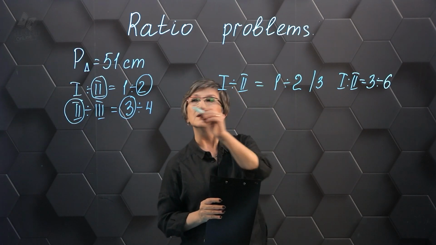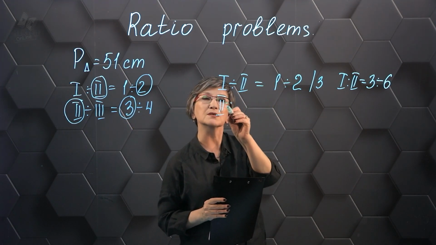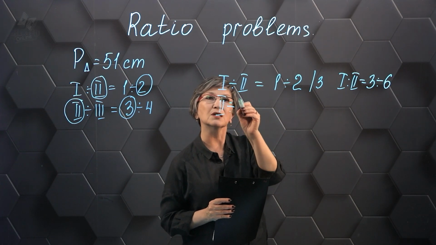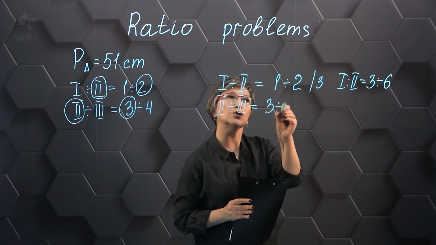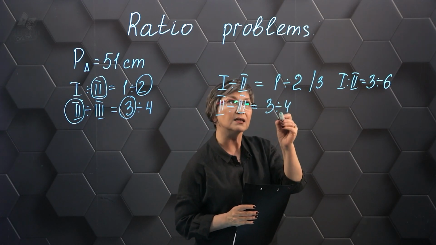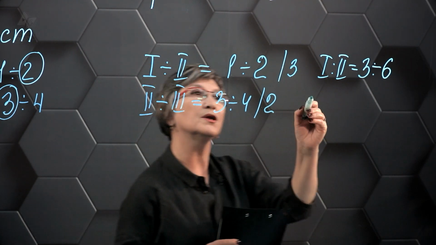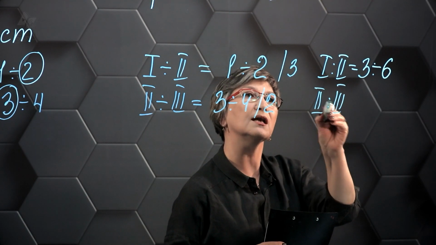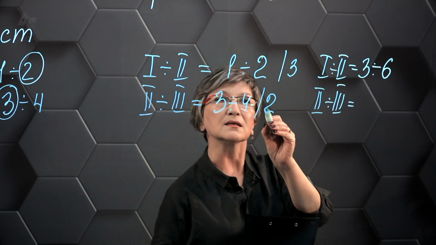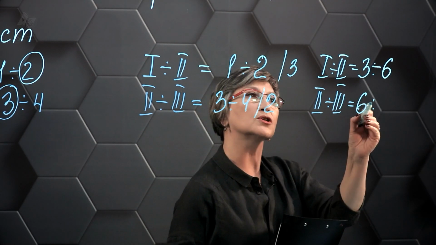And I'll rewrite the second condition as follows. The length of the second side relates to the length of the third side as 3 to 4. But I'll multiply that ratio by 2. And then I have that the second side relates to the third side as 2 times 3, that's 6, and 2 times 4, that's 8.